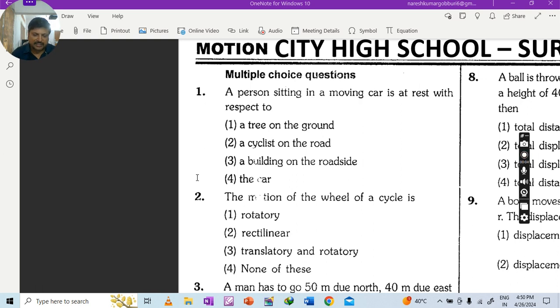Right. So welcome back to physics class. Today's topic is motion. So my dear children, please stay tuned. Look at the question.